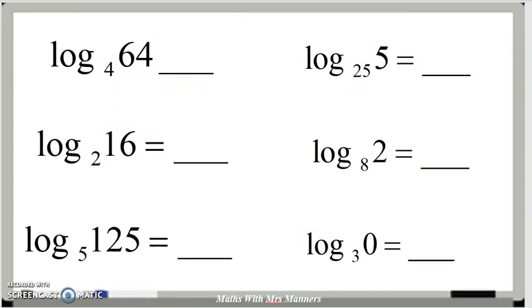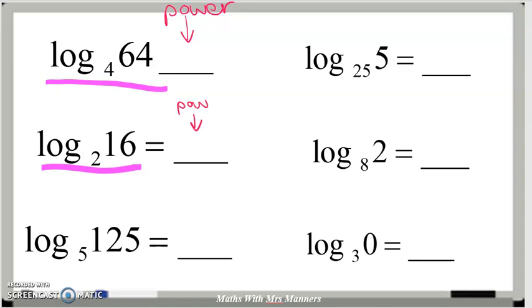So let's have a look at some for you to try. You can pause the video and try and figure out the power. Notice all of these are written in logarithmic form. So if they're written in logarithmic form, then the answer is always the power. It's really important you understand that the answer is the power that I raise this base to get this result. Okay, so once again, this is your base and this is the result, and it's the same thing every time.